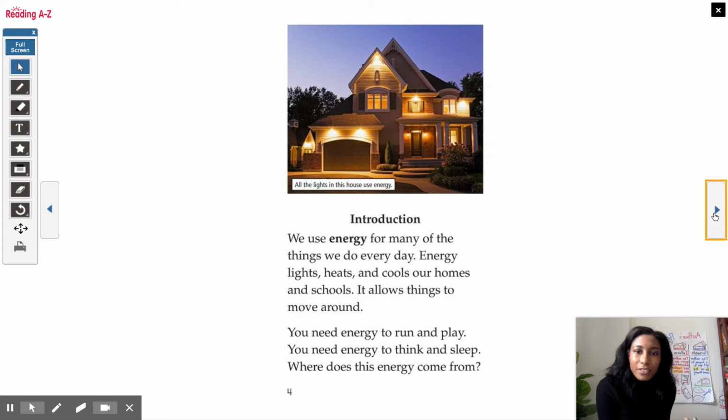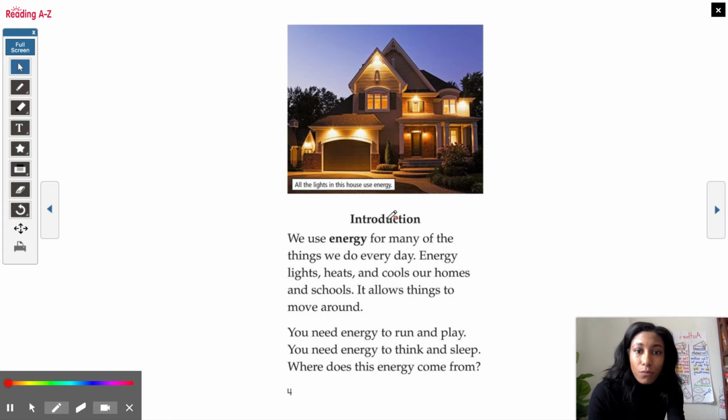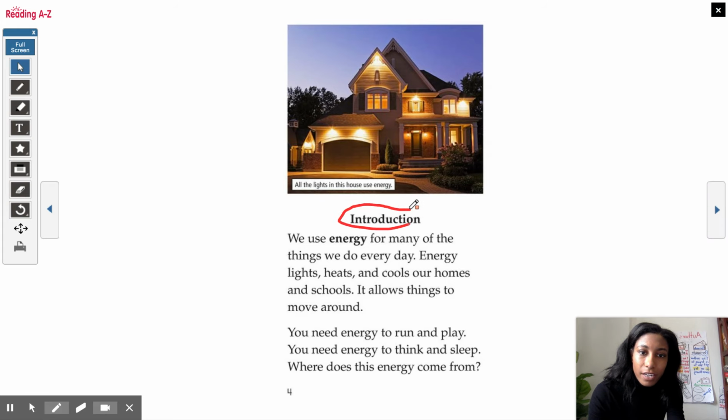I see another text feature. Pause the video and let me know about the three text features that you see on this page. Stop for a second and pause the video to find them. Ready? I see a heading, so I see right here that we see our heading, our introduction.